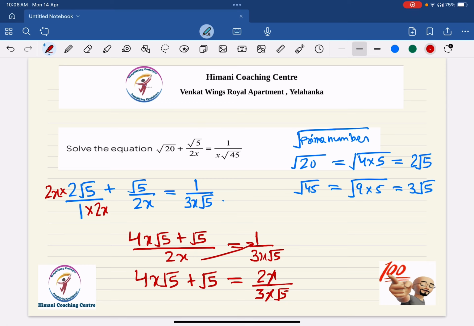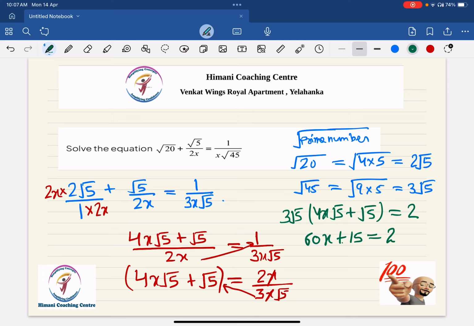Now you can see x and x will cut each other. Now we are going to do cross multiplication of 3 root 5 with this. So what am I doing? I am doing 3 root 5 times 4x root 5 plus root 5 which is equal to 2. Now 3 times 4 is 12 and root 5 times root 5 is 5, so 12 times 5 is 60, and then we have got x. 3 into root 5 times root 5 is 15. So let's write that, which is equal to 2.